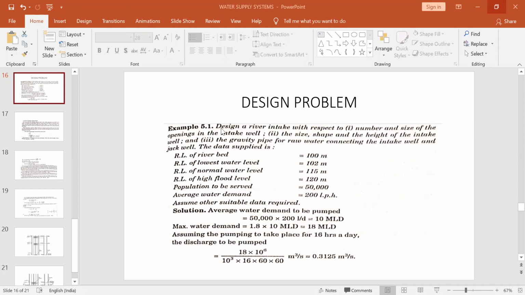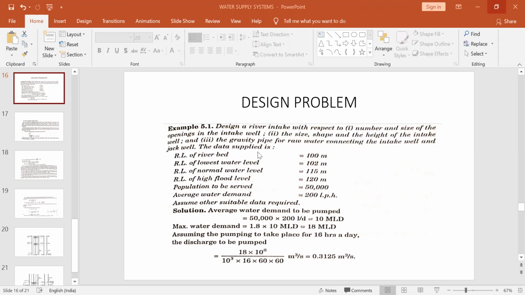The problem is to design a river intake with respect to, first, the number and size of the openings of the intake well. So you have to design an intake well. What you have to design? First is the number and the size of the openings in the intake well. Second, the size, the shape and height of the intake well. Third, the gravity pipe for raw water connecting the intake well and the jack well. That is the conduit for transporting water from the intake well to the pump. That conduit you have to design.